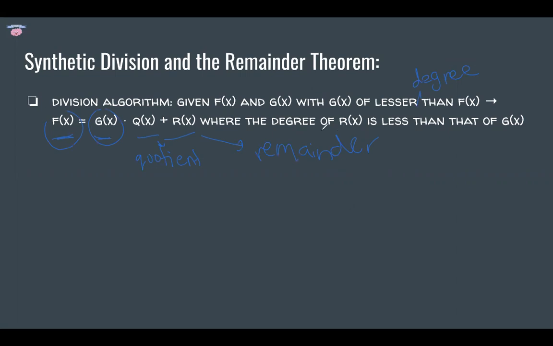And it's key that the degree of r of x is less than that of g of x. Similar to how, if you're given 30 divided by 5, the remainder is always less than 5. Similarly, the remainder is always less than, in quotation marks, the g of x.